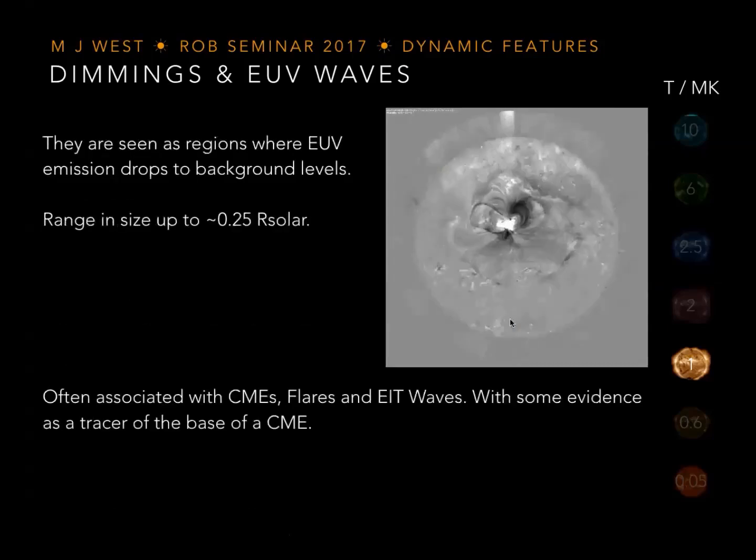Okay, I just want to highlight what they look like in different images. Their sizes can be up to a quarter of a solar radius, so these can be really big structures. And as I said before, they're often associated with CMEs, flares, and EUV or EIT waves, depending on which name you like to call them. And there's some evidence that they're actually a tracer of coronal mass ejections.